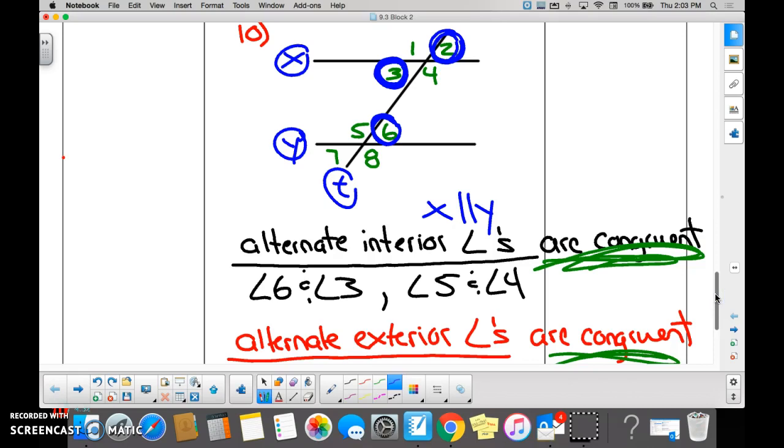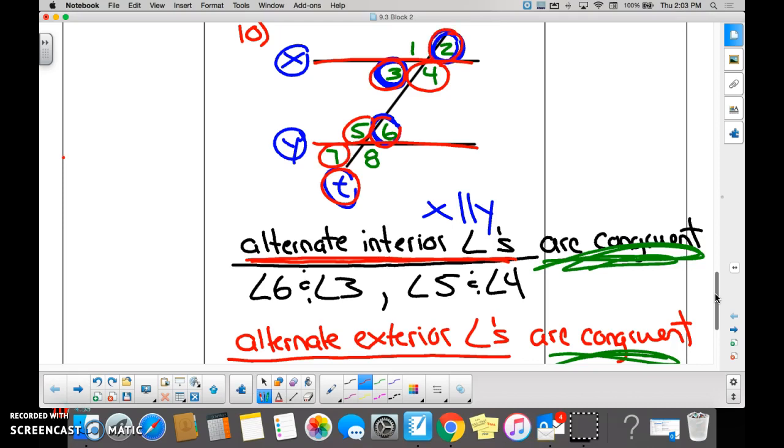Is angle 6, I'm going to use a different color, is angle 6 on the inside of our parallel lines? Yes. Is angle 3 on the inside of our parallel lines? Yes. Are they alternating our transversal? Yes. So in other words, they're on opposite sides of our transversal. So therefore 6 and 3 are? Congruent. What about 5 and 4? Congruent. Because of alternate what? Interior angles.